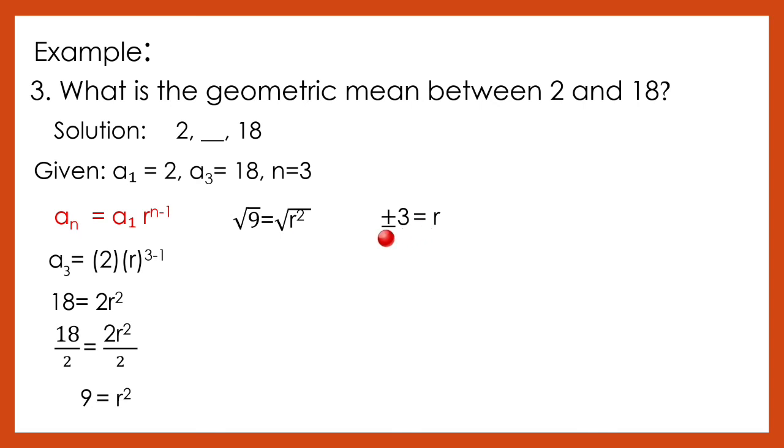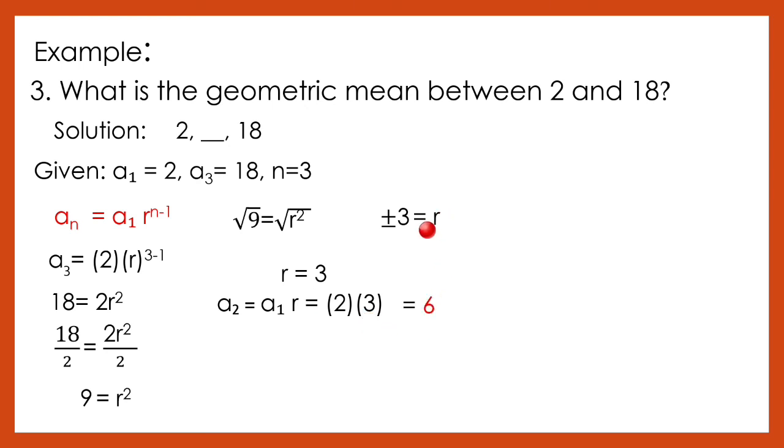So, since we have two common ratios, we will have two geometric means. Two sets of geometric means. So, let's start with r equals 3. To get a sub 2, a sub 1 times the common ratio which is positive 3. A sub 2 equals a sub 1 times r. Our a sub 1 is positive 2. Our common ratio is positive 3. 2 times 3 is 6.